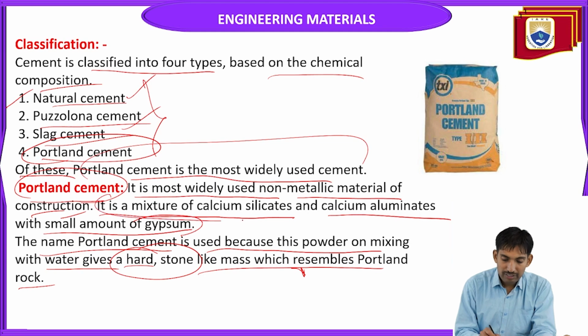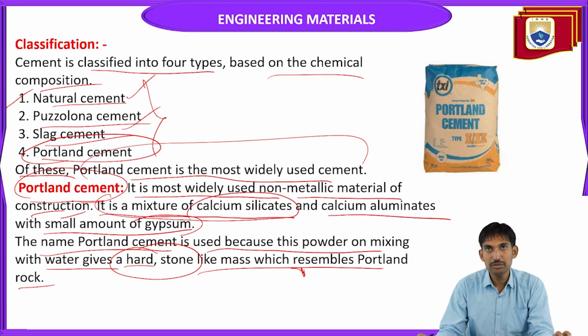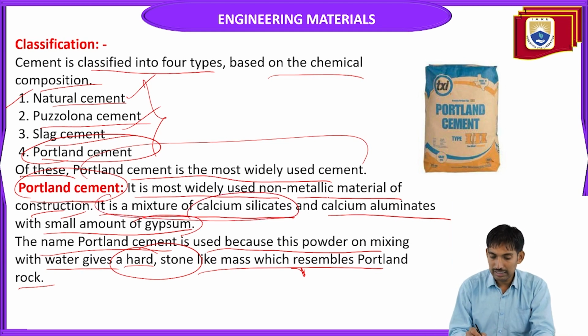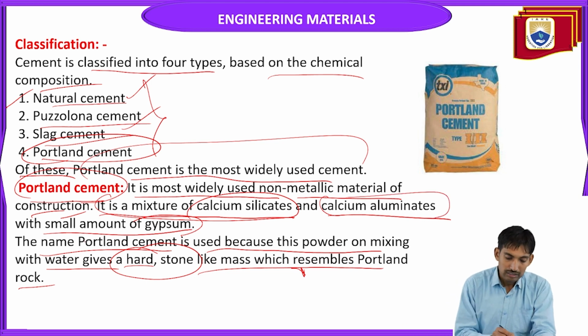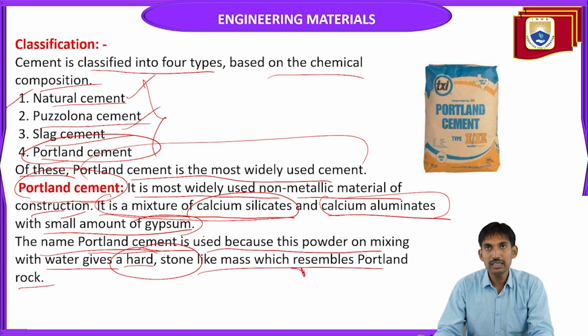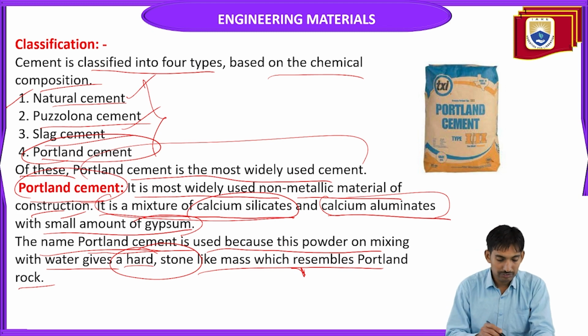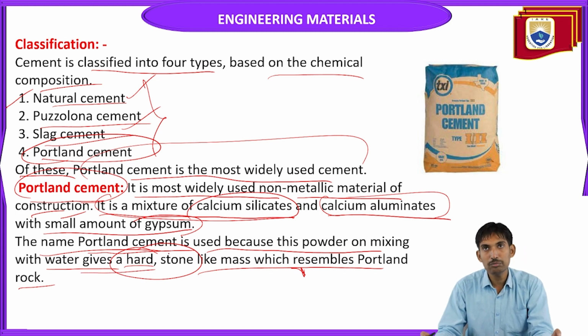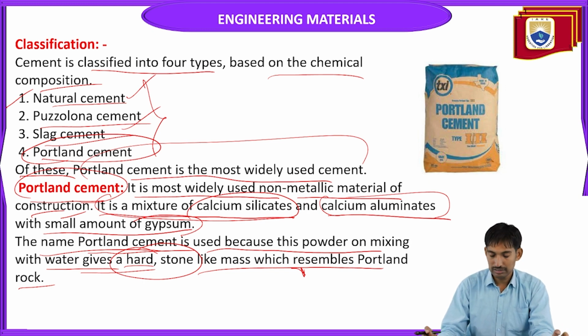It is a mixture of calcium silicate and calcium aluminate, with a small amount of gypsum present. The name Portland cement is used because the powder, on mixing with water, gives a hard stone-like mass which resembles Portland rock. That's why we call it Portland cement.